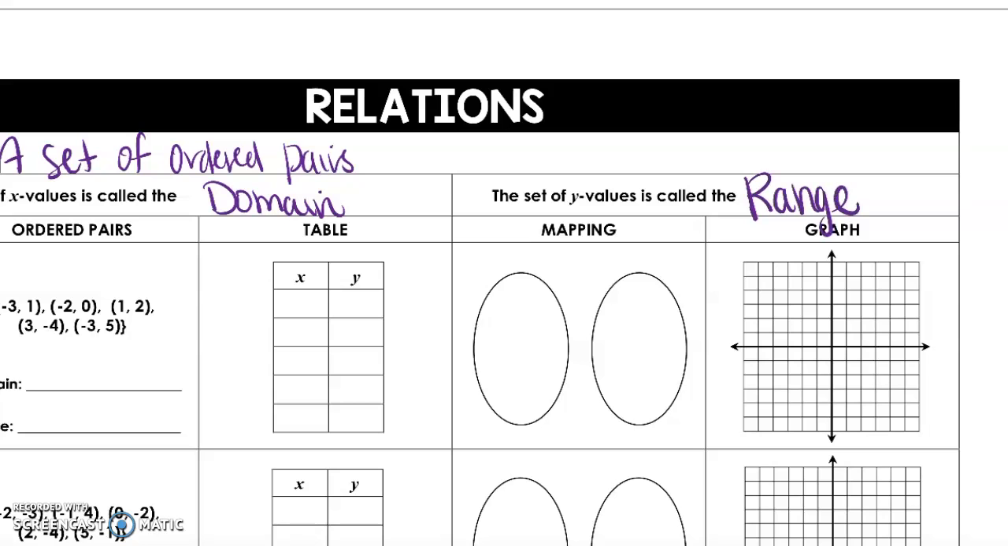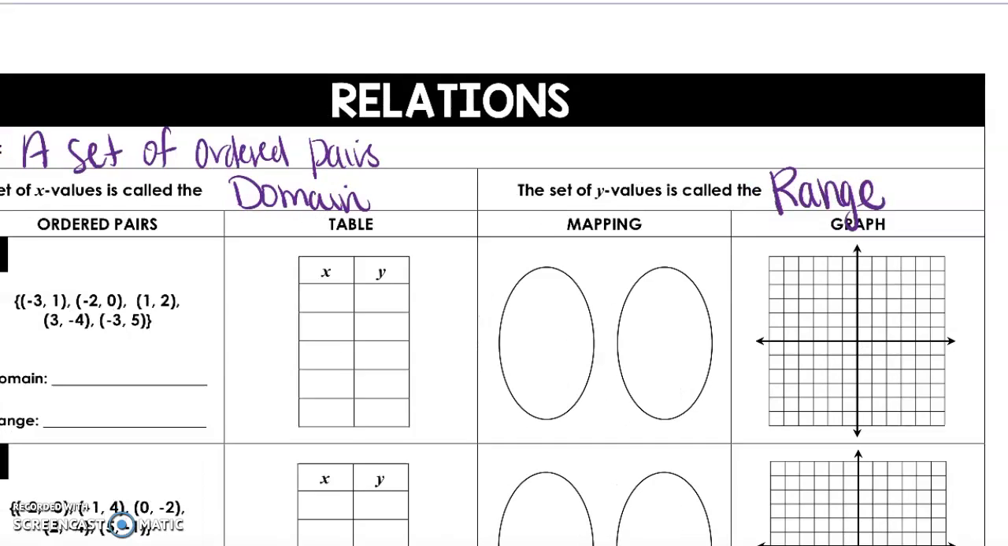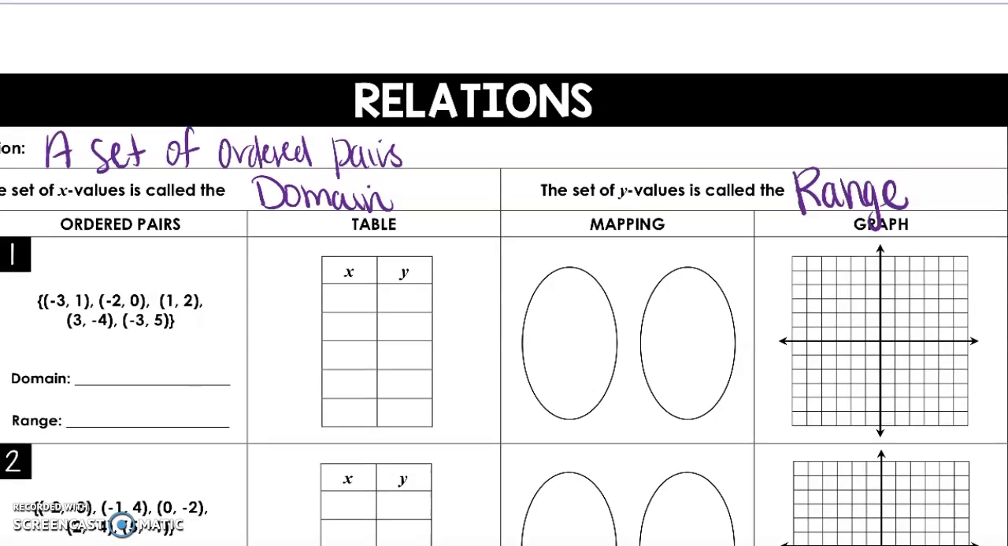So for all of these questions, you're going to be asked, what is the domain and what is the range? So the domain are all the x values, and the range are all the y values. When you list them, you need to list them in order from least to greatest, not what matches. All right, if anything is repeated, you do not write it more than once.